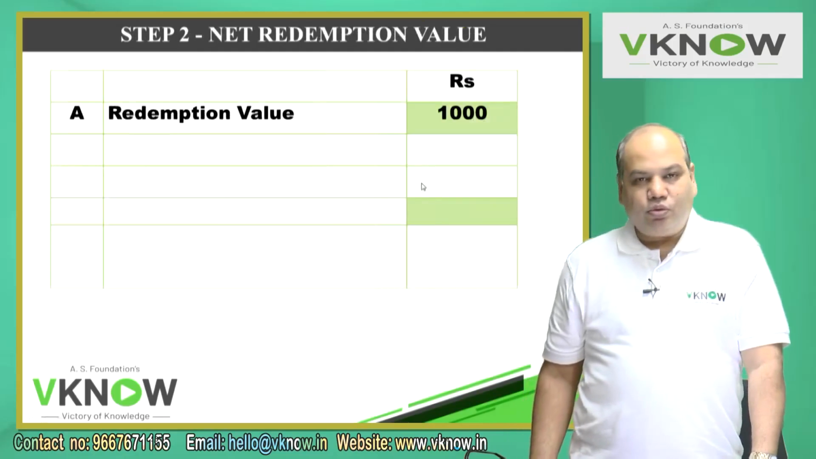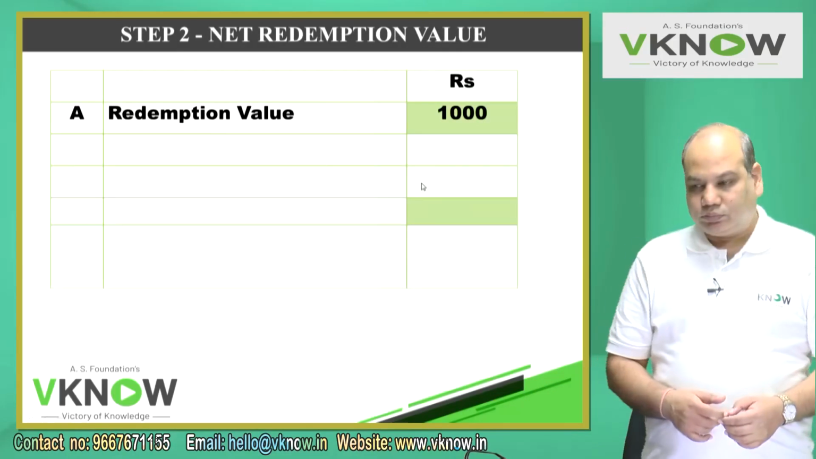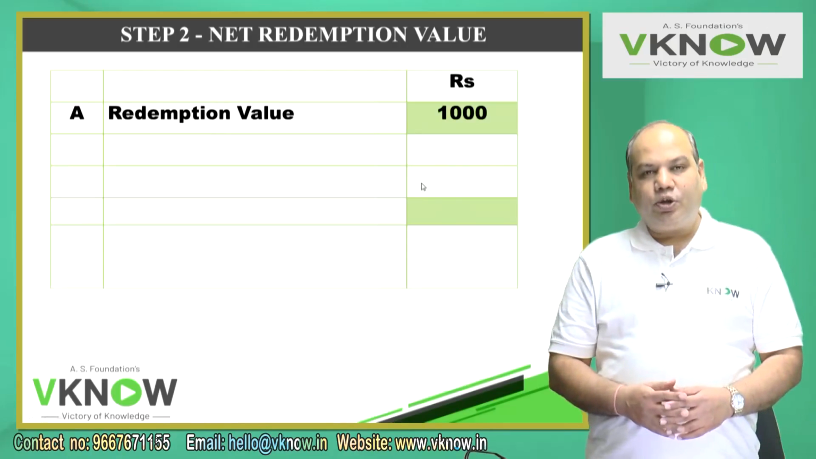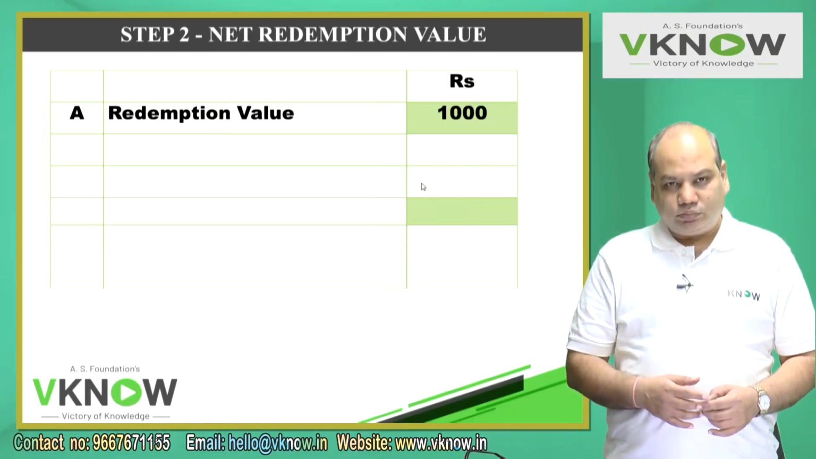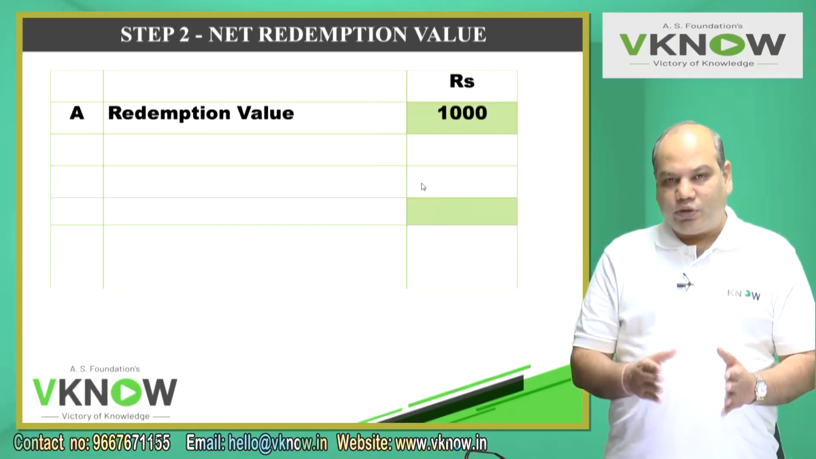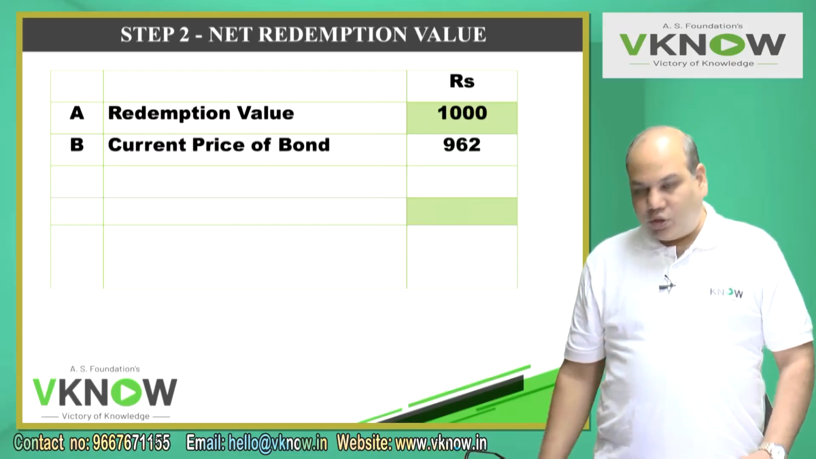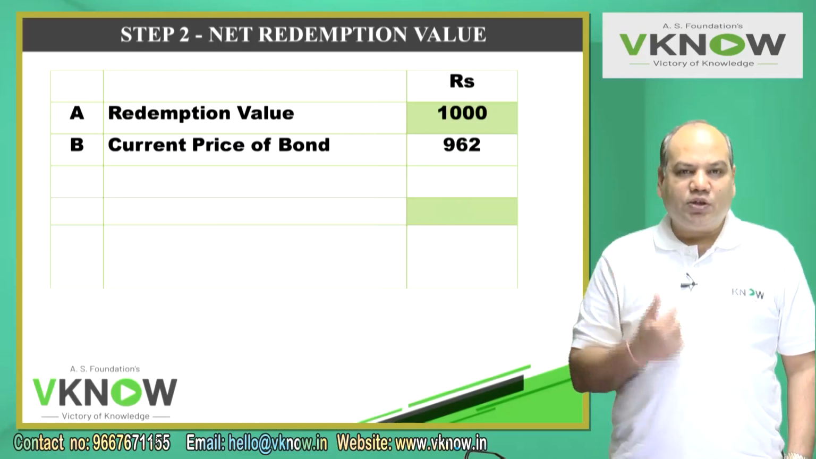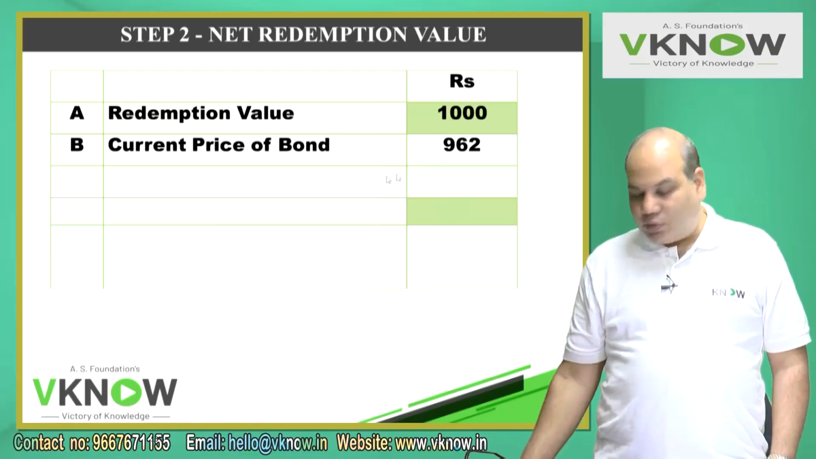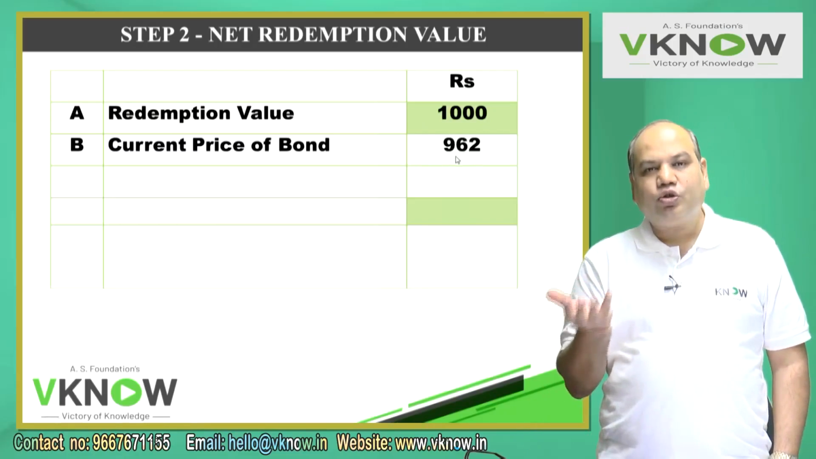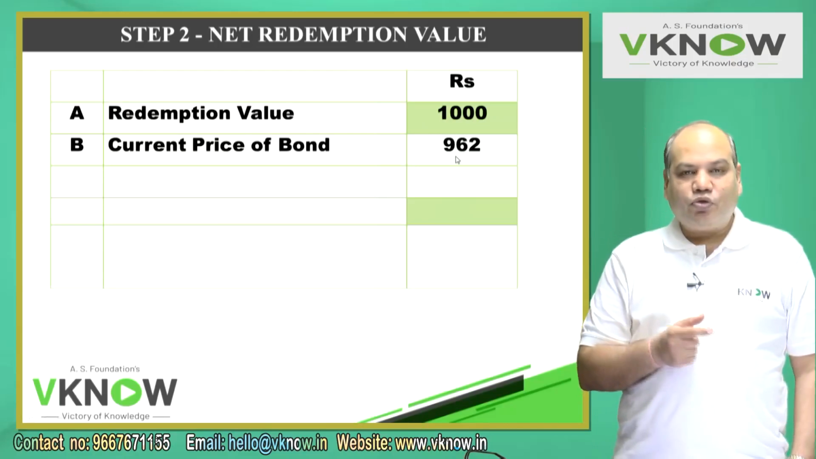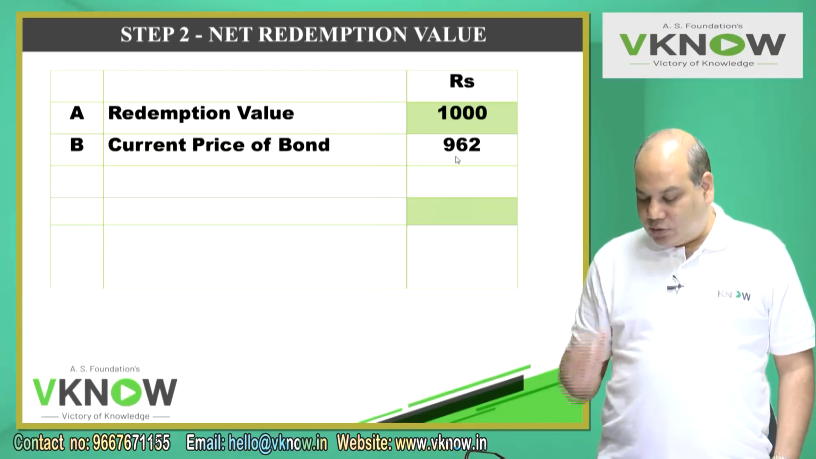Now come to step number 2, net redemption value. Like we did earlier, point A is redemption value. How much is the redemption value? Look at the question, 1000 rupees. And what is the price at which you will purchase the bond? It is 962. So for tax calculation, we will take 962 as the cost of acquisition, not after deducting that rebate. For tax purpose, the cost of acquisition will be 962.